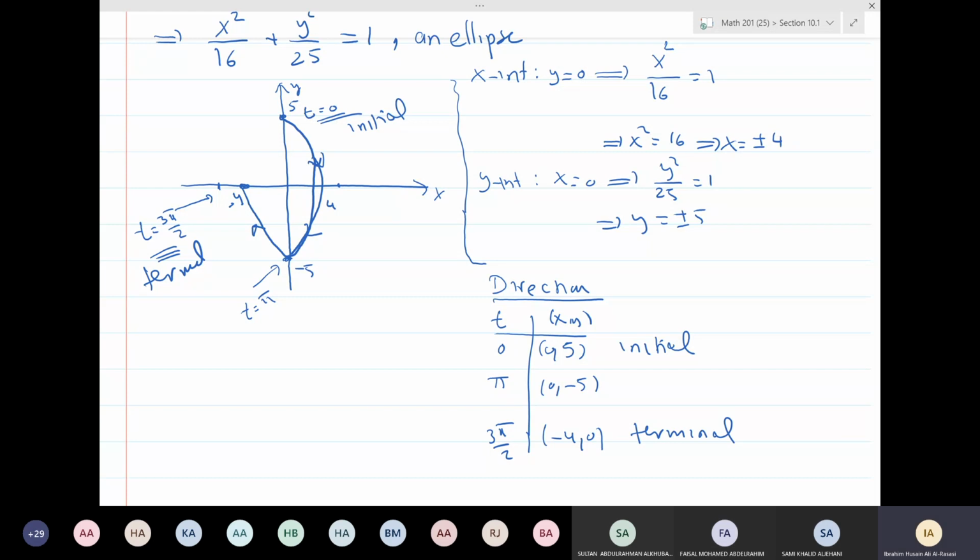Usually, through directions, when you take a point, you will see which part of the ellipse or of the curve is to be taken. Will it be the full ellipse or part of the ellipse? So this is the first main question in this section.